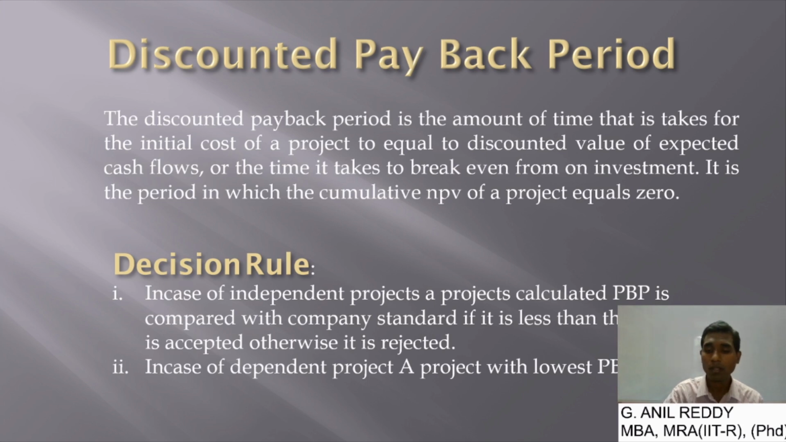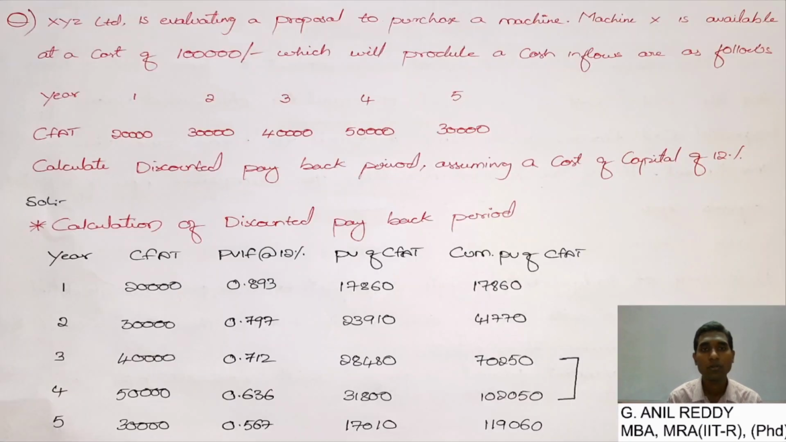So now we'll try to solve a problem in order to better understand this discounted payback period method. You can see the question here. XYZ Limited is evaluating a project proposal to purchase a machine. Machine X is available at a cost of 1 lakh, which will produce cash inflows as follows. See, here they have given a situation where XYZ Limited is evaluating to purchase a machine and machine X is available at a cost of rupees 1 lakh. Now it will produce cash inflows as follows.